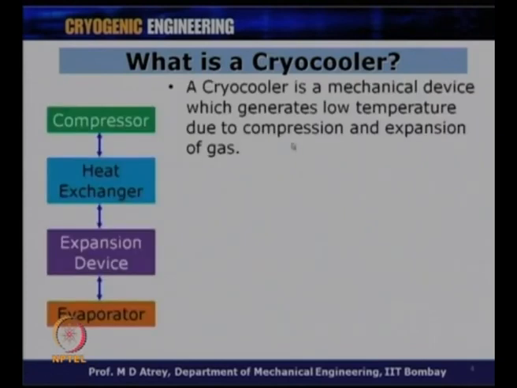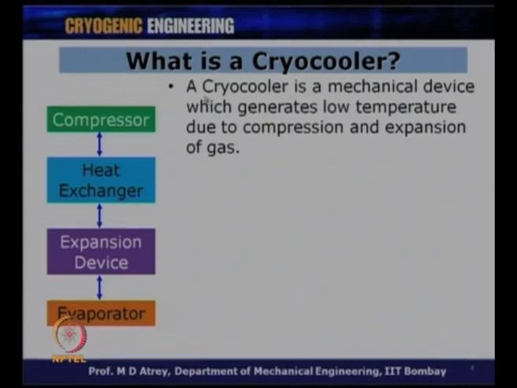A cryocooler is a mechanical device which generates low temperature due to compression and expansion of gas, a simple thing. It is like any other domestic refrigerator. A cryocooler is actually nothing but a refrigerator which generates temperature in the cryogenic range, and some people call it a cryogenic refrigerator also. So, a cryo refrigerator, cryogenic refrigerator or cryocooler, there are different names for this device, but essentially it works like a domestic refrigerator.